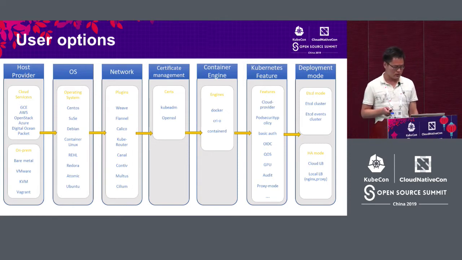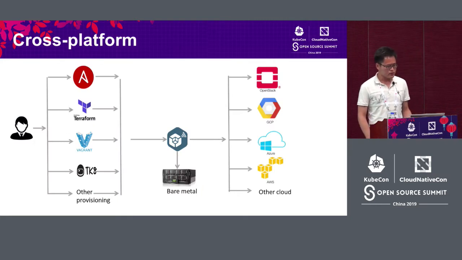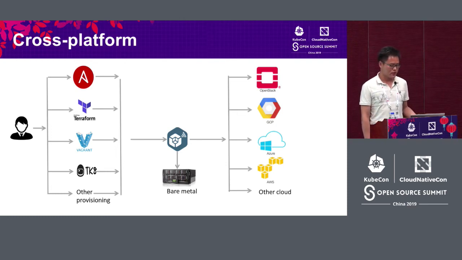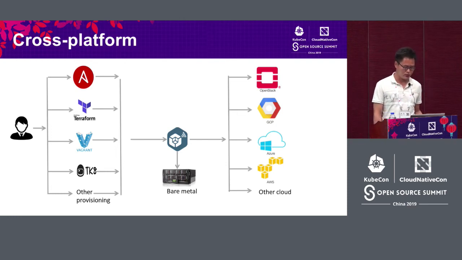HA mode, I've already talked about it. Cross-platform deployment. Kubespray first supports bare metal deployment, which includes OpenStack, GCP, and other cloud platforms. With Ansible or Terraform, you can set up virtual machines and then return to Kubespray, which can set up the cluster.